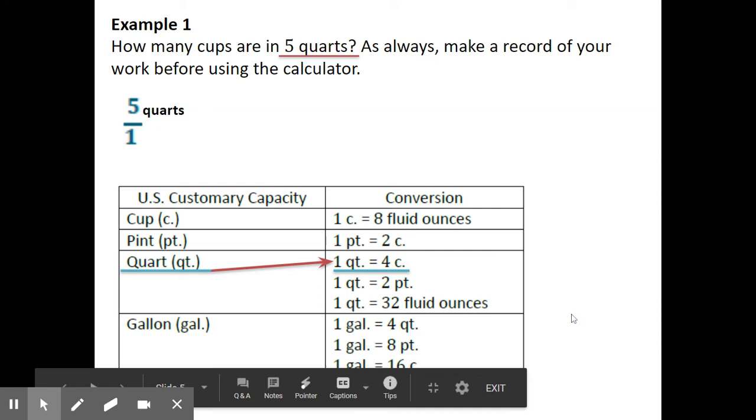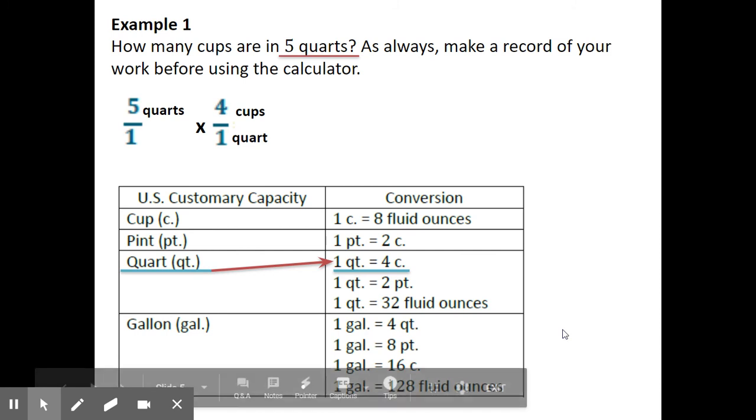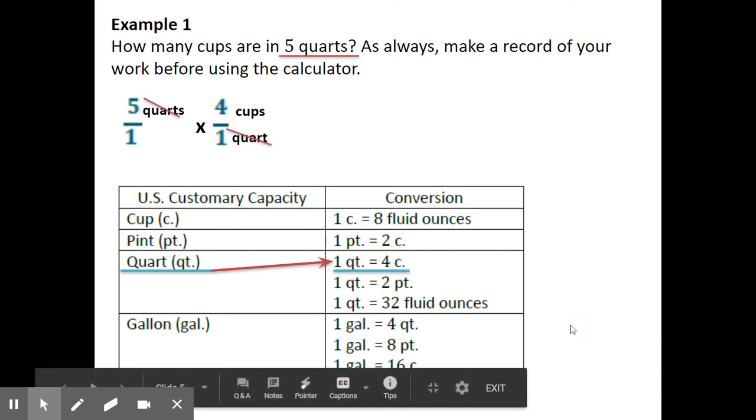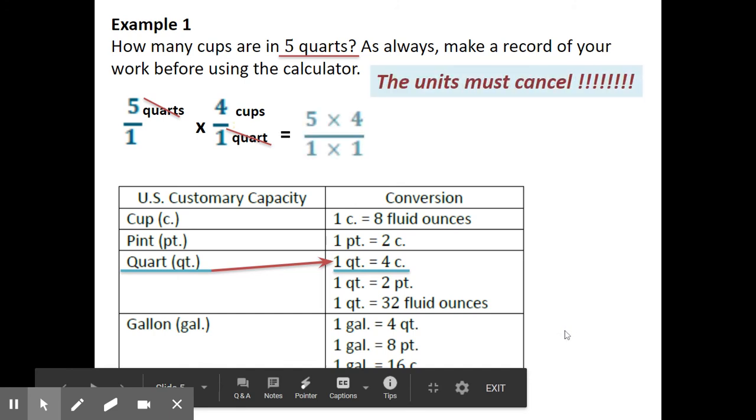Here's our 5 quarts, automatically over 1, times, and we're going to cups. And again, the conversion was 4 cups is 1 quart. So we fill in 4 cups, and 1 quart is on the bottom. Notice our quarts, again, they're going to cancel out, which is exactly what we want. Multiply straight across. And we get 5 times 4, which is 20. And 1 times 1 is the denominator, so it's just 20 cups.